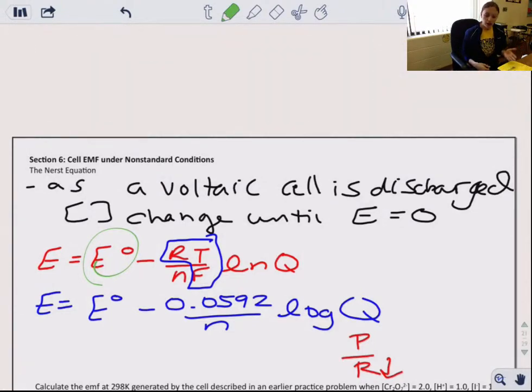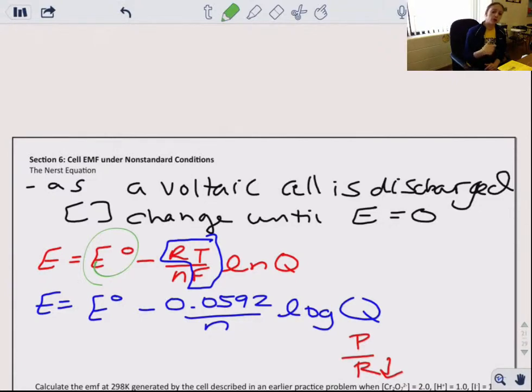This equation is on your equation sheet. Actually, both of them are. The top one is E equals E naught minus RT over NF. And that's that fancy F, the Faraday's constant. R is still the 8.314. T is your temperature. And N is still my number of electrons. And it's the natural log of Q. Q is your reaction quotient, which is the products over your reactants.